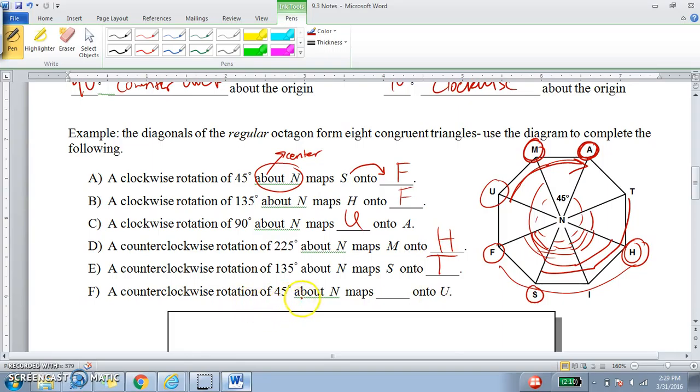Counterclockwise rotation 45 degrees, so only 1 spot, maps what onto U? So we're trying to figure out the pre-image. We're ending up here at U, and we're going counterclockwise 45 degrees. So basically I need to go clockwise 45 degrees. So if I go clockwise 45 degrees, I'm at M, so that means that going from M counterclockwise 45 degrees would put me at U. So M onto U.